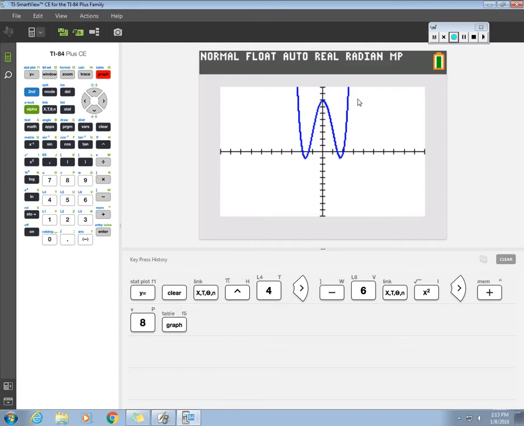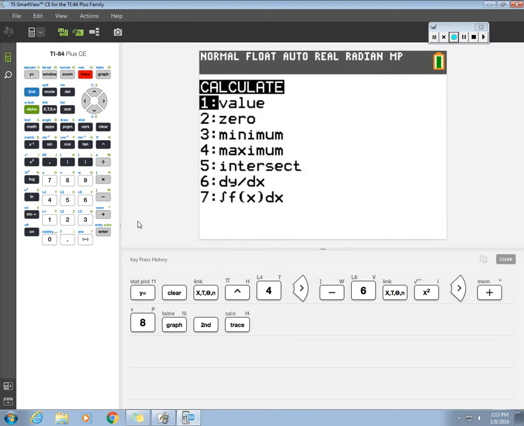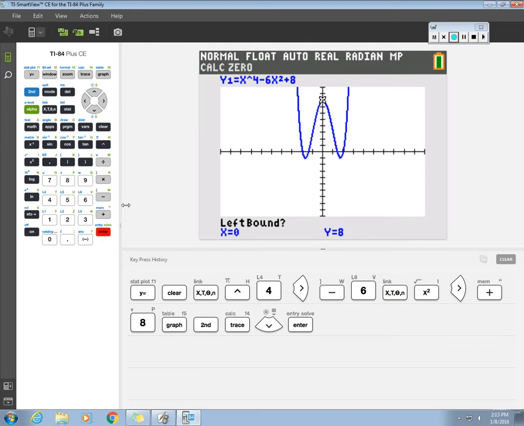So there's a way where we can find out the exact location of the x-intercept. You hit second trace, and what's another word for x-intercept? 0. So you go down to 0, hit enter, or you could have just hit 2. And then see that blinking X? You're going to move it to the left side of the 0 that you're trying to find. So I'm moving. Okay, right now I went past it. Right now I've landed on the x-intercept.